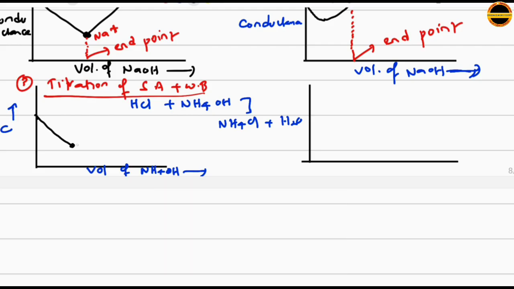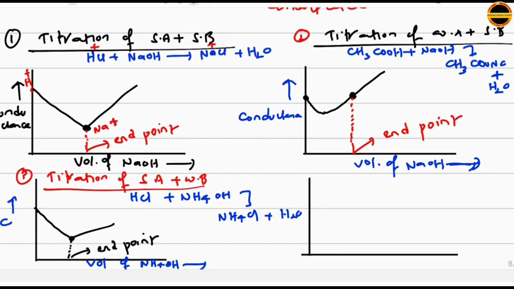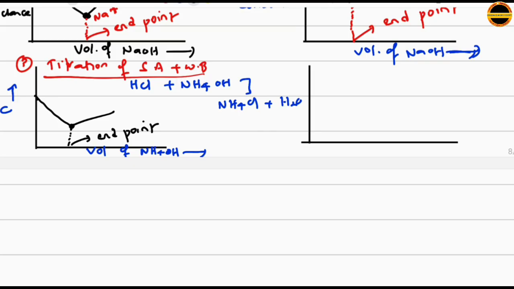But after the end point, there is a flat increase in conductance, because the weak base cannot furnish more number of ions. See here, after the end point, in the first case there is a steep rise in conductance, but here a flat increase in conductance. The reason for that: what are we adding? Continuously NH4OH from the burette. NH4OH can produce fewer ions. That's why conductance increases slowly.